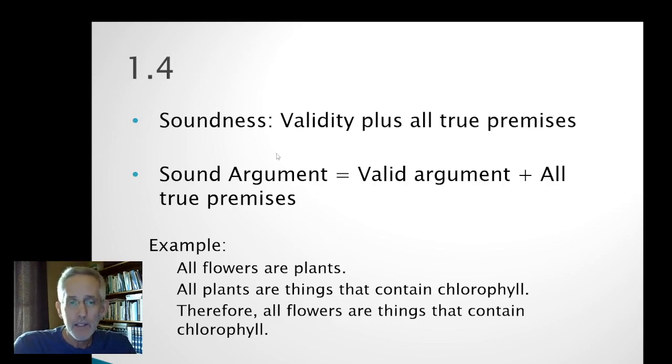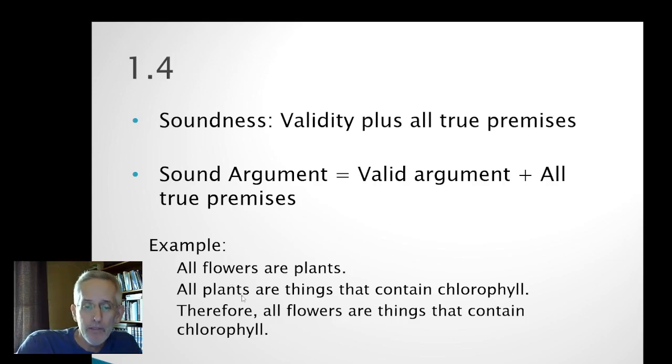So for a deductive argument to be sound, and soundness only applies to deduction. Validity, invalidity, and soundness only apply to deduction. So for a deductive argument to be sound, it has to have a valid form, and it must have all true premises. So the example I give is: all flowers are plants, which is true. All plants are things that contain chlorophyll, true once again. Therefore, all flowers are things that contain chlorophyll.